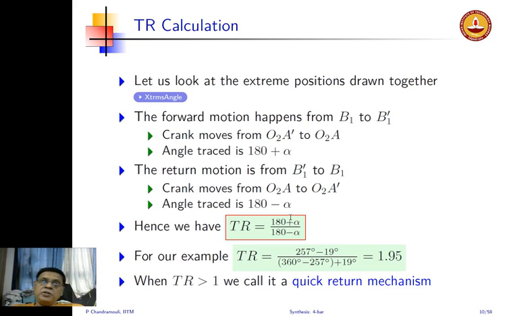If alpha is positive, then I have a time ratio which is greater than 1. Obviously, if alpha is 0, I get a time ratio of 1, which means the forward and the backward strokes are done in the same amount of crank angle rotation. And of course, you can have a negative alpha. Somebody will ask, can alpha be negative? Yes, the forward stroke can be slower than the backward stroke, in which case I get a time ratio which is less than 1.